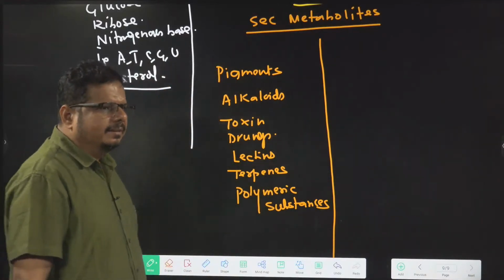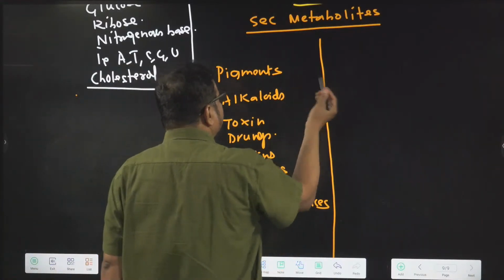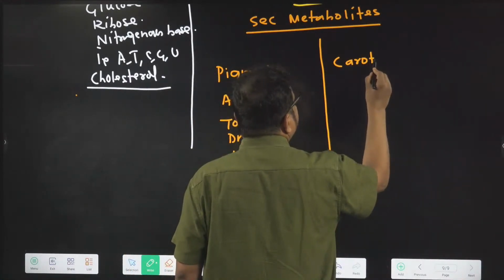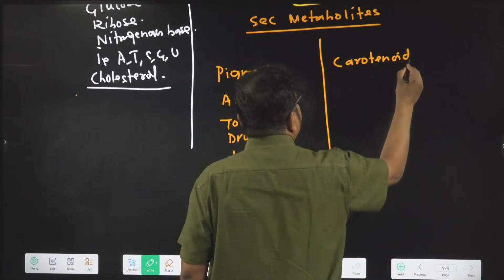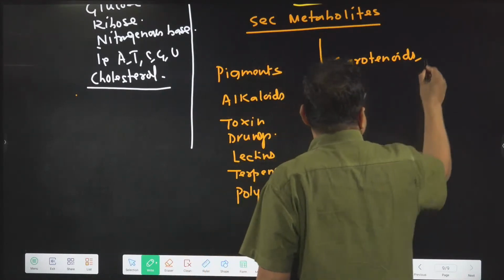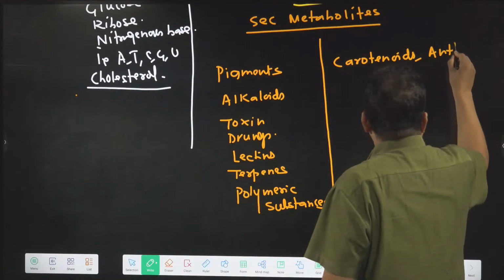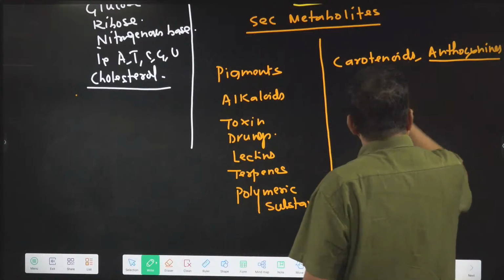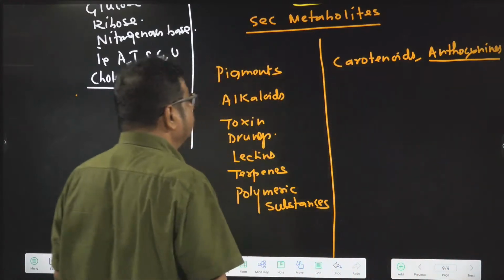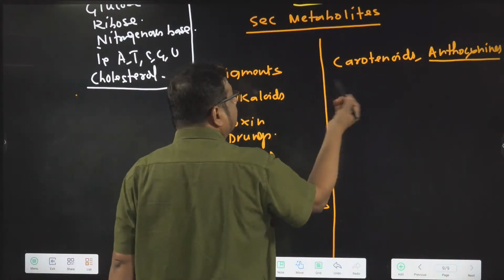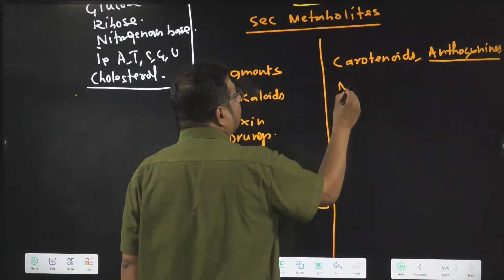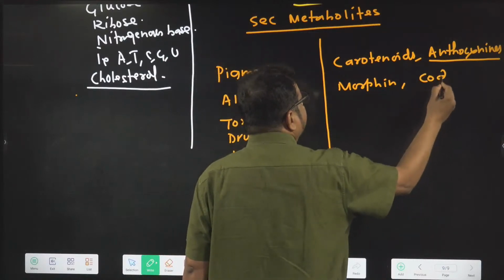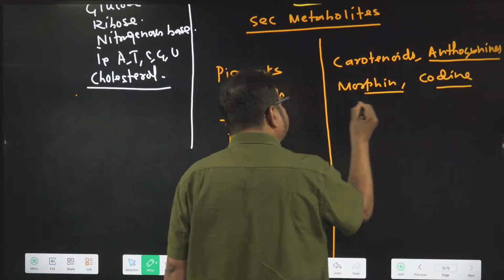It is not necessary. But secondary metabolites, pigments, example what? Carotenoid is a secondary metabolite present in plants. Anthocyanin is a pigment present as a secondary metabolite. Alkaloid, what are the names of alkaloids? Morphine. You can say codeine. So these are secondary metabolites.